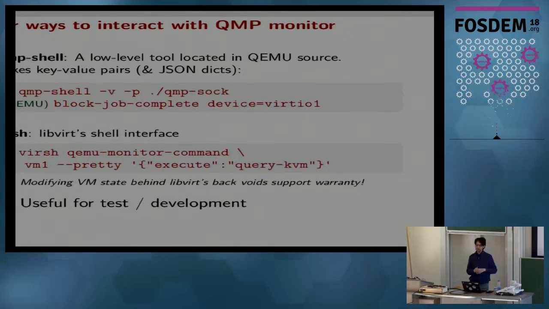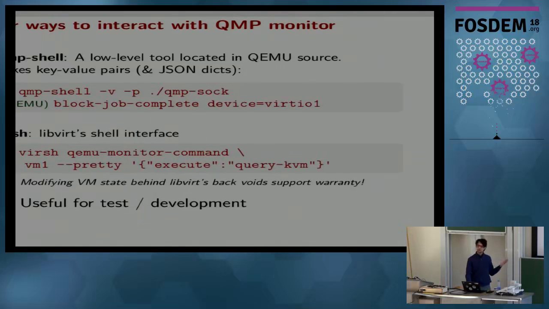First is the QMP shell that lives in the QEMU source tree, where you can just use key-value pairs so that you don't have to type out long, lengthy JSON commands. So that's convenient. You just apply a verbose parameter and a pretty-print one so that it also prints out the raw JSON if you want, and supply the path to the socket that you launched QEMU with. I'll be using this to show some examples in the next slides.